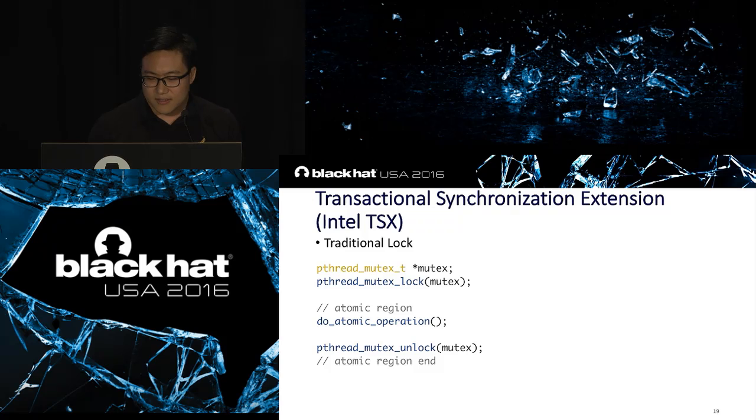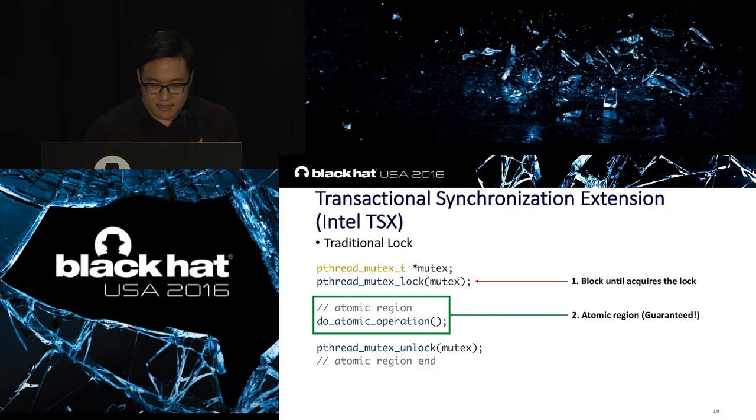In a traditional lock, to create an atomic region, the user needs to acquire the lock. This acquiring operation may be blocked if another thread holds the same lock at the same time, so the thread will wait until it gets the lock. After that, if the acquire is successful, the atomic region can be executed, and it is guaranteed to be executed. Then, to let the other threads use the same mutex, the thread needs to release the lock after the atomic region has finished.